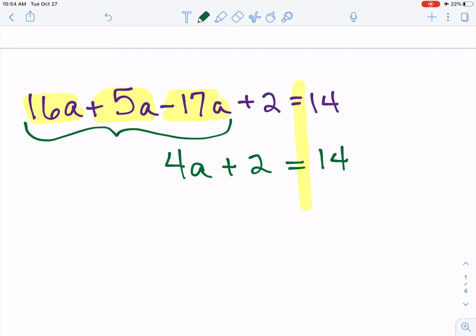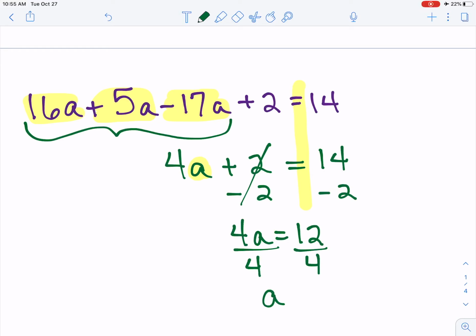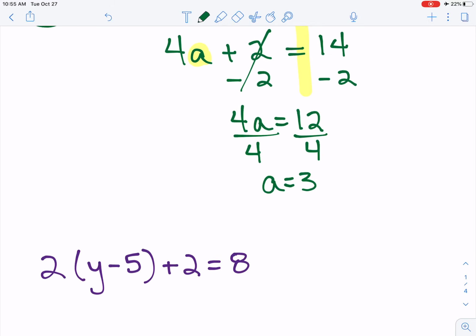So I'm going to start by, again, we're trying to get a by itself. I'm going to start by subtracting 2 from both sides. That's going to leave me with 4a, because this will cancel out, equals 14 minus 2, which is 12. The last step is to divide by 4, so a equals 3. Awesome. Let's take a look at another one.